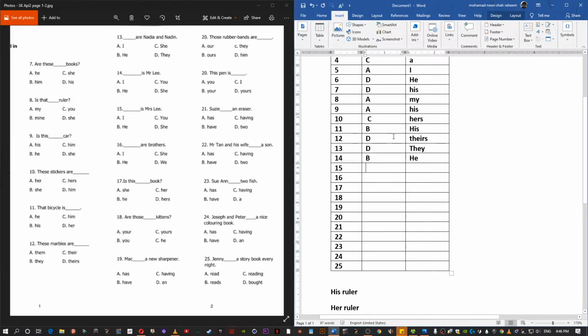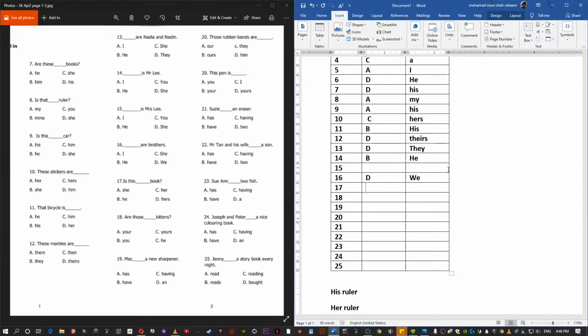Number 15. Oh, wait a minute, they repeat the same question lah pula. Okay, never mind, just forget number 15, let's look at number 16. Our brothers. I are brothers, he are brothers, she are brothers, we are brothers. So, 16 is pretty clear. The answer is D. We are brothers.